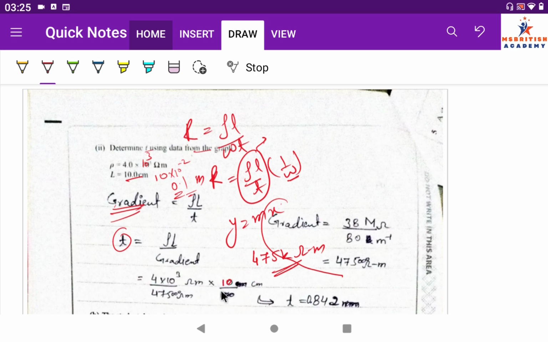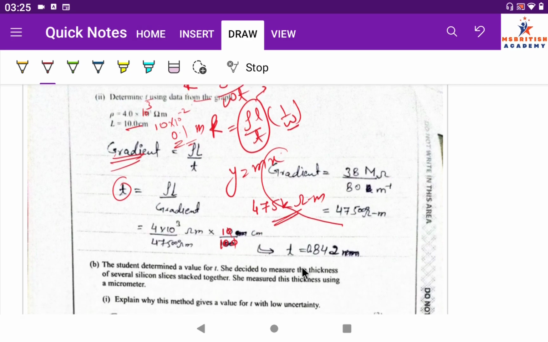10 divided by 100 is 0.1, and finally the thickness will be 0.842 millimeters.